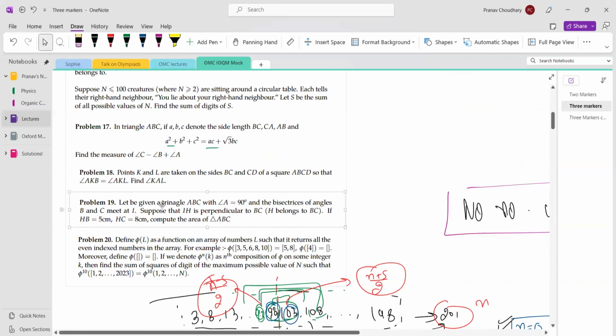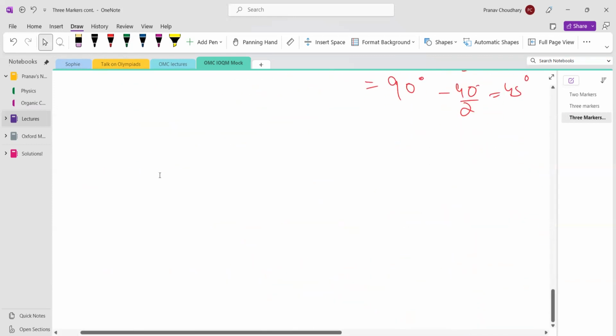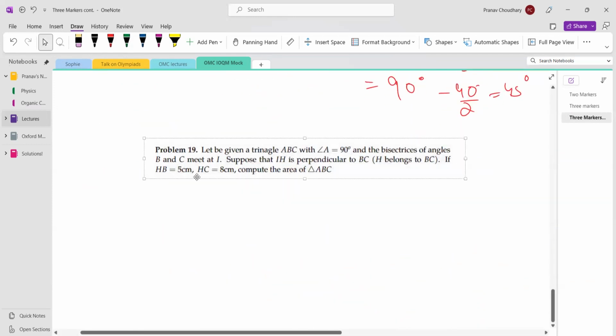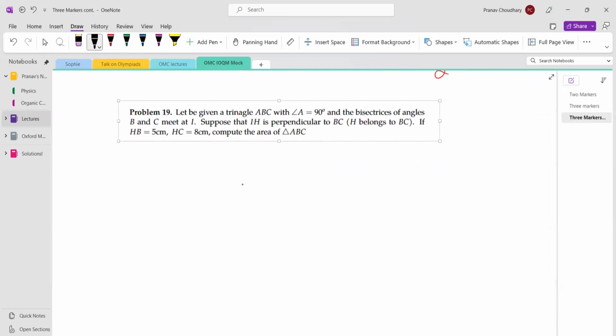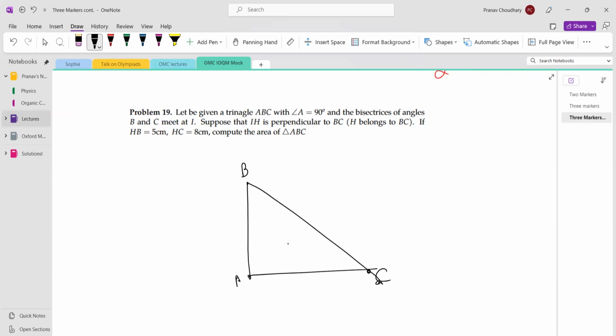Okay, the 19th is a highly computational problem, like maybe JEE Mains style, I would say. So you have triangle ABC, angle A is 90, and I is the incenter basically.